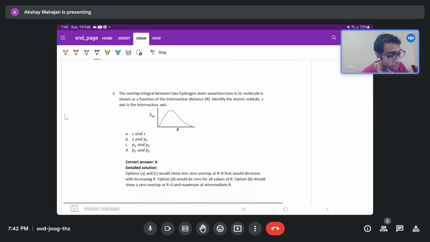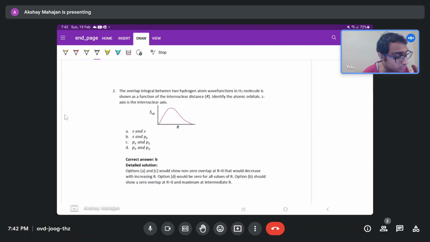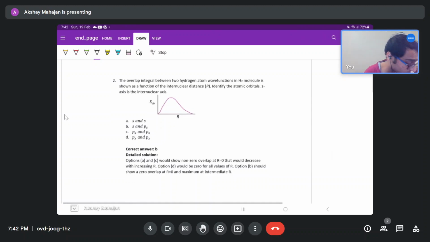Alright. Then the overlap integral between two hydrogen atom wave functions in an H2 molecule is shown as a function of internuclear distance r. Identify the atomic orbitals. The z axis is the internuclear axis. Okay. So here, as has been given in the solution itself, if you see this overlap integral and how it changes with the distance between the atoms r, option A and C would show non-zero overlap. Okay, A and C options.